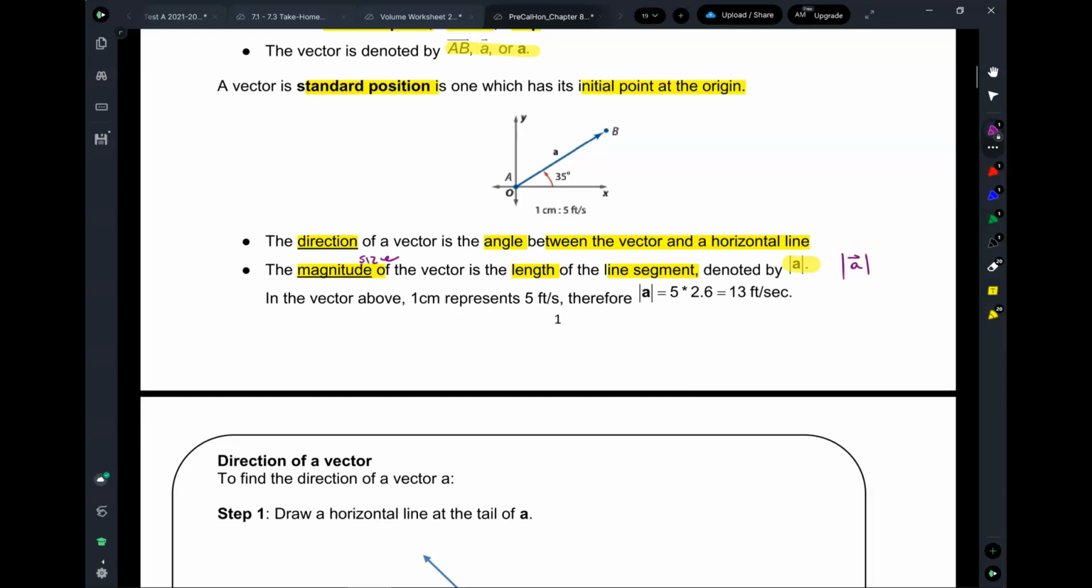So for example, in this vector, 1 centimeter represents 5 feet per second. So suppose I took my ruler and I measured this, and suppose I measured this to be 2.6 centimeters. Because when you measure it, I think it is 2.6 centimeters. Well, what's the magnitude then? If every centimeter is 5 feet, then the magnitude is 5 times 2.6, 13 feet per second. Does that make sense?